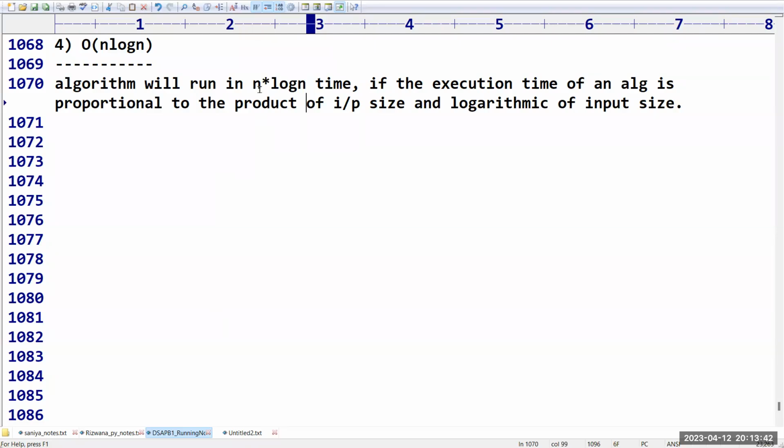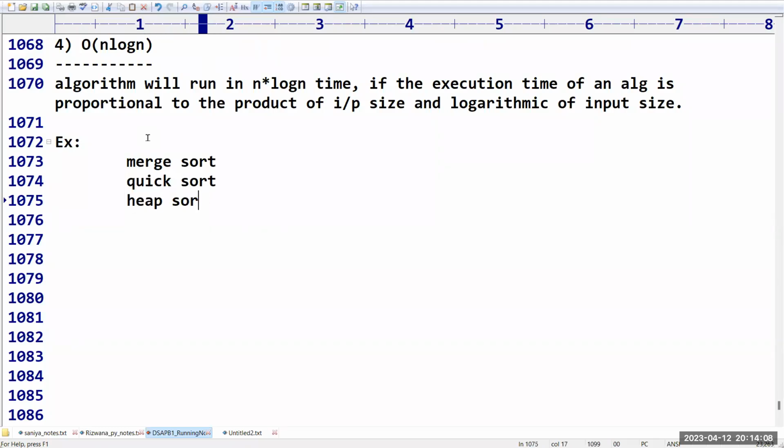Suppose your input contains 10 elements, so 10 into log n, maybe around 3, something like that. That means 30 times it is going to run. In such cases, we have to go for this n log n time. Which algorithms come under this category? Merge sort, quick sort, and after that heap sort.